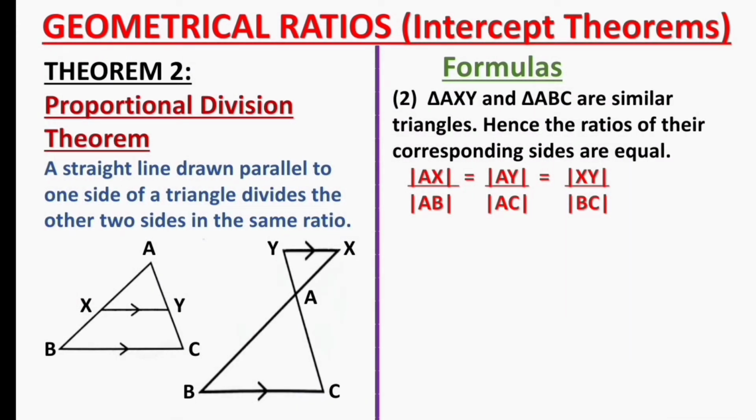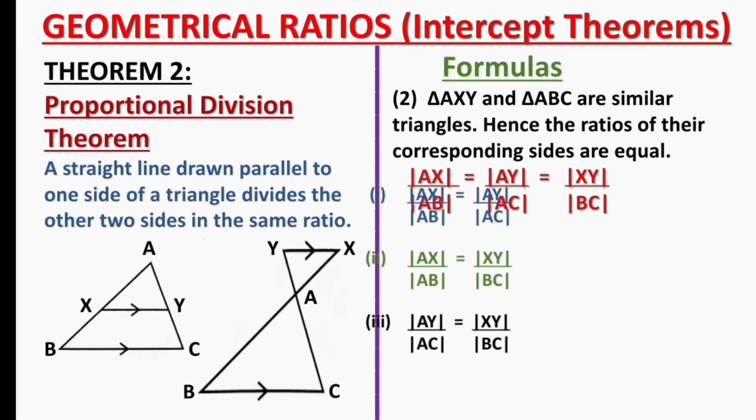Looking at our second formula for the proportional division theorem, formula 2, we can see that the triangle AXY and the triangle ABC are similar triangles. Hence, the ratio of their corresponding sides are equal. So from the diagram, taking the ratio of corresponding sides, we have the ratio of AX to AB is equal to the ratio of AY to AC, which is equal to the ratio of XY to BC. We have three equations in one here. Let's see them.